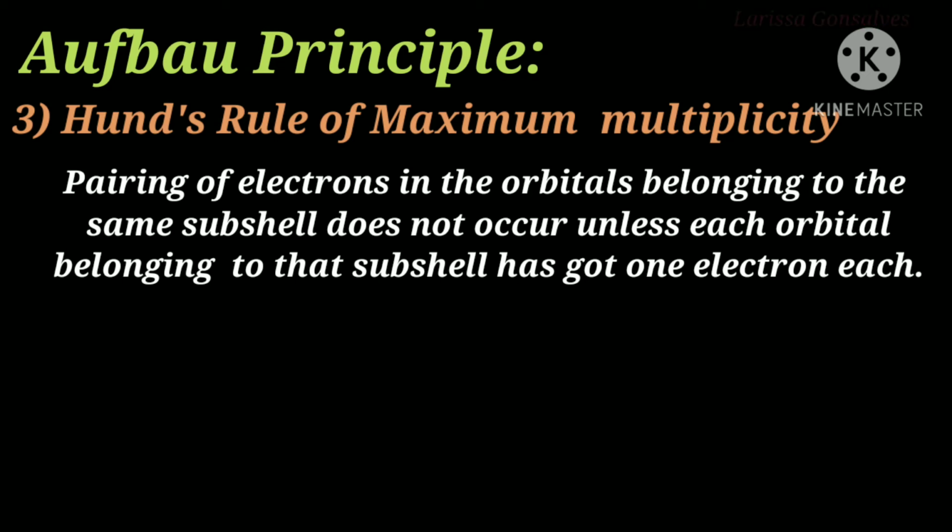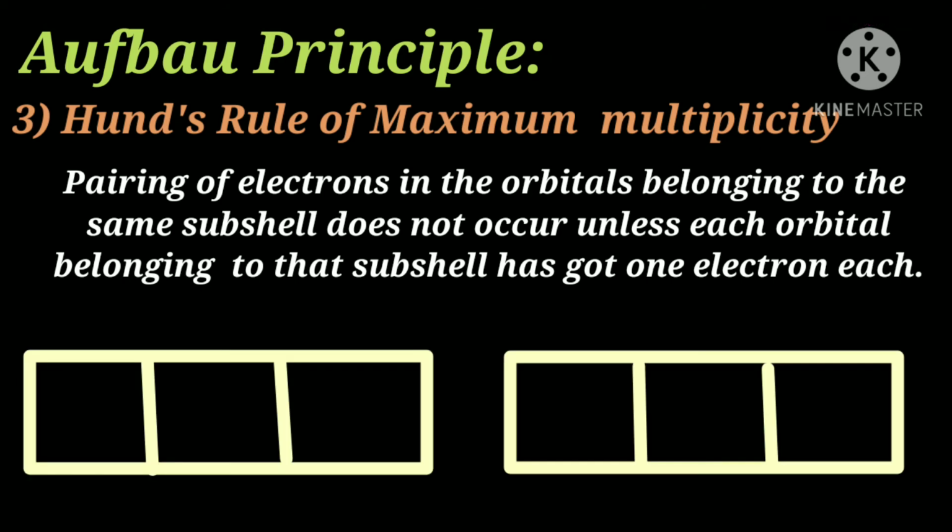So what does this mean? Let us consider the p subshell. Say that we have 6 electrons. When you start filling up the electrons in these blocks or orbitals, you have to keep in mind that the electrons with the upward spin are filled first.